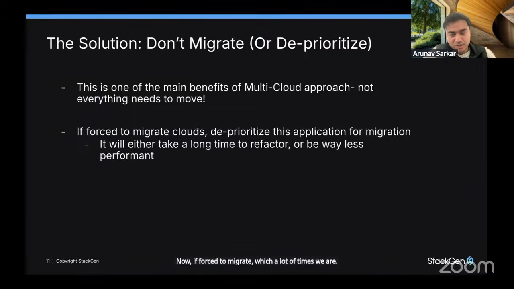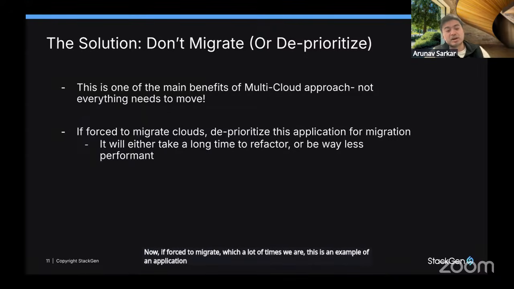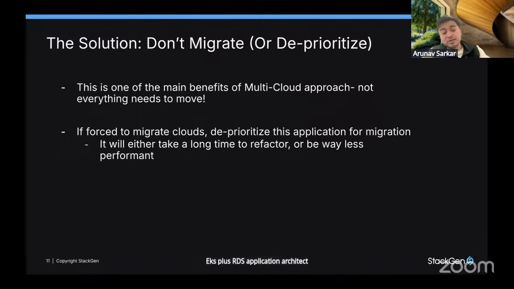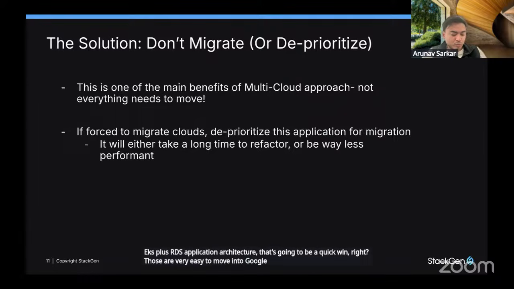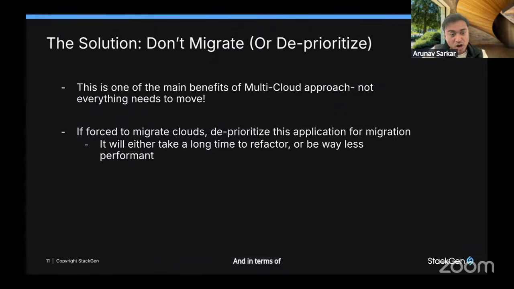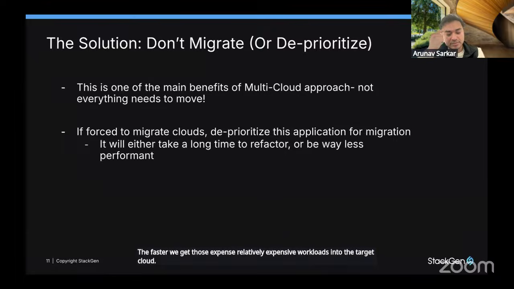This is an example of an application that should probably be deprioritized, right? There's a lot of low-hanging fruit that can be migrated very quickly. For example, that EKS plus RDS application architecture is going to be a quick win, right? Those are very easy to move into Google, and we're going to be able to show rapid adoption for any of our workloads that fall under that architecture pattern. And in terms of getting off for cost reasons, the faster we get those relatively expensive workloads into the target cloud, right, the better.